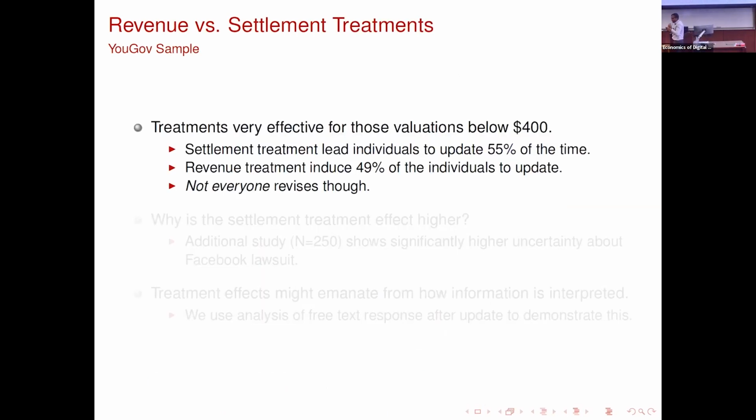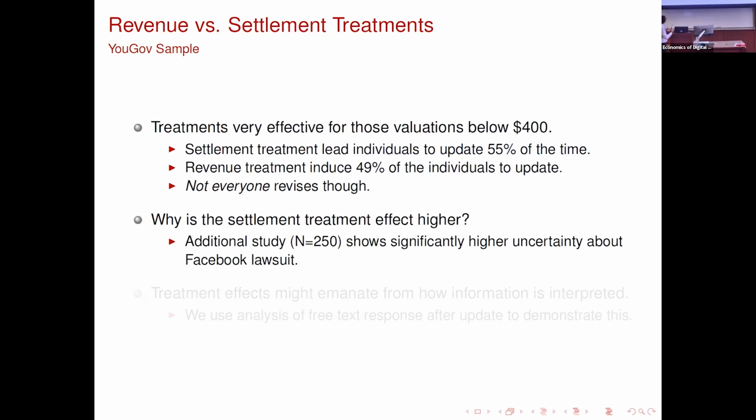So comparing the two different treatments we have, the revenue treatment, telling them about how much money Facebook makes, and the settlement treatment, telling them about how much the courts decided the data was worth. What we find is the settlement treatment has a bigger effect than the revenue treatment. The settlement treatment causes more people to update than the revenue treatment. But why is that the case? We do a follow-up study, and what we find is more people are unaware of Facebook's settlement compared to Facebook's revenues. So people have less information about that, and that's why that information seems to have a higher effect.